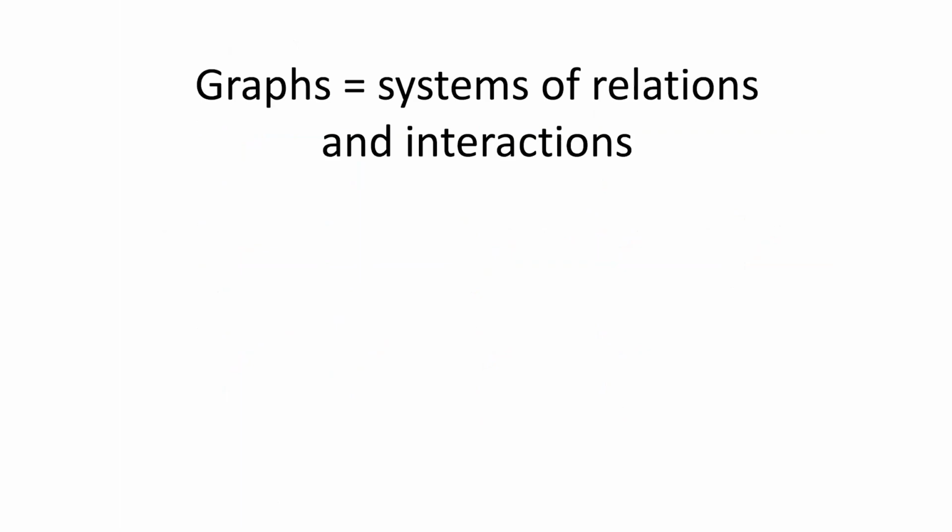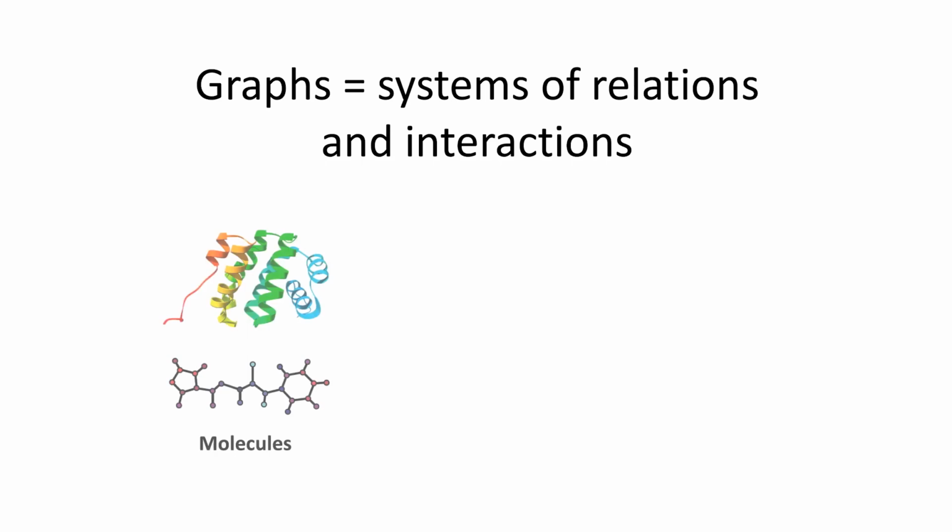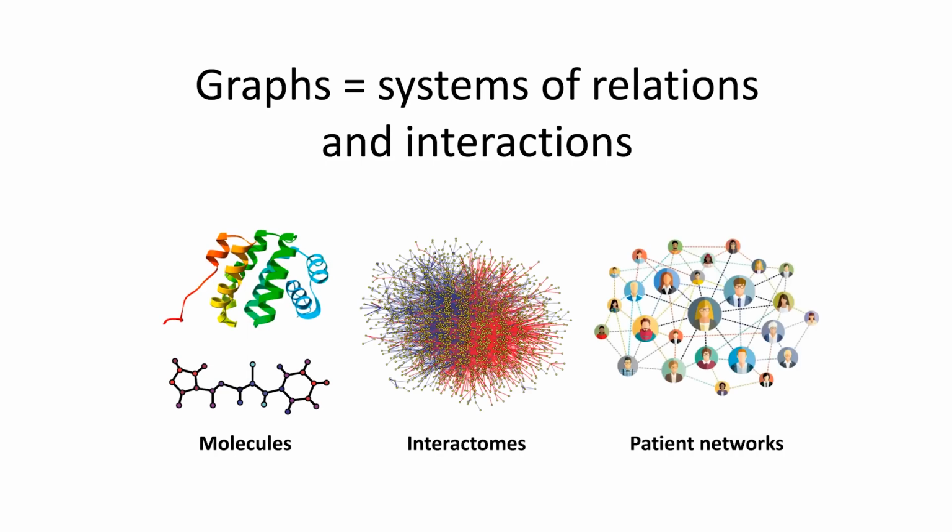So in the remaining time, let me talk about applications. As I mentioned already, graphs are very abstract mathematical ways of representing systems of relations and interactions. They can be used everywhere, but in particular in medical and healthcare applications, I would like to focus on 3 different structures from micro to macro, if you wish, starting with molecules, biological molecules that we can represent as graphs, interaction networks, such as interactomes, protein-to-protein interaction networks that can be represented as graphs, and finally, networks of patients.